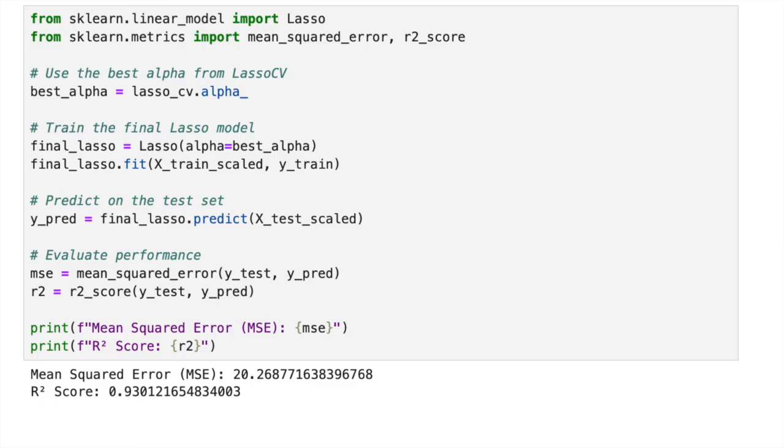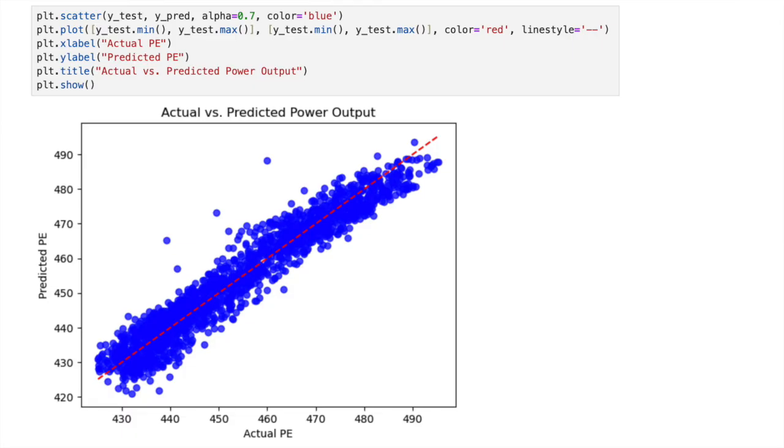To evaluate model performance, I decided to use mean squared error, since I would imagine that a power plant would prefer frequent but small prediction errors to huge ones that happen sporadically. This trained model has a mean squared error of 20.3 and an R-squared score of 0.93. Pretty great. The root mean squared error is 4.5. That means that on average, this model's predictions differ from the actual power output by about 4.5 megawatts. Since the PE values range between 400 and 500 megawatts, this error is pretty impressively small.